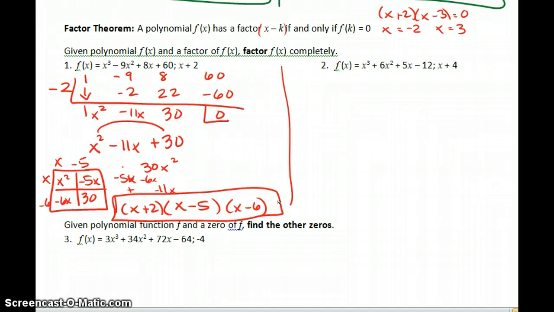Okay, looking at what we just did, try number 2 now. The only thing I'm going to remind you before I let you loose on this is to switch the sign for your setup. So this is -4. And then carry on.